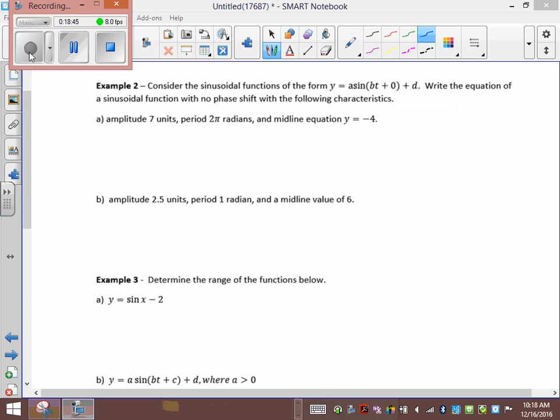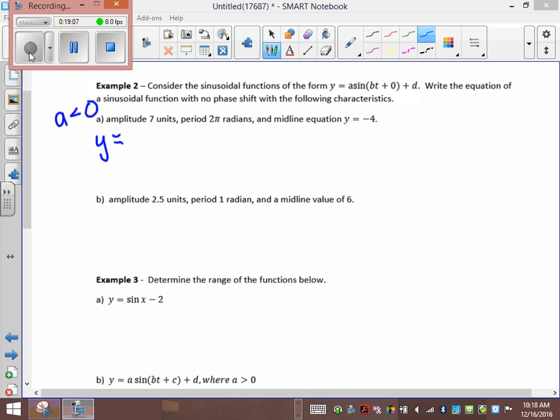So here we have, consider the sinusoidal function y equals a sine bt plus 0 plus d, where the equation of the sinusoidal function has no phase shift. And now they're giving us info, and we have to make the equation. So y equals, if they give you this, they're going to have to tell you if a is less than 0 or a is greater than 0. Okay? So I'm going to say a is less than 0.